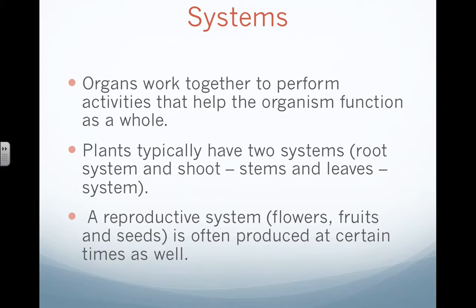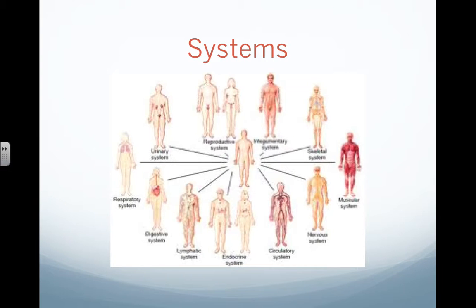So we're taking that organ and it's working together with other parts to perform a function. And this is how we function as humans, as people: our bodies function with these different organ systems, and these organs work together with other parts. Like I said, they're carrying out a specific function for our survival. Plants typically have two systems: a root system and a shoot system, stems and leaves. A reproductive system, flowers, fruits, and seeds, is often produced at certain times as well. So now we're talking plants, and remember, they have these systems as well.